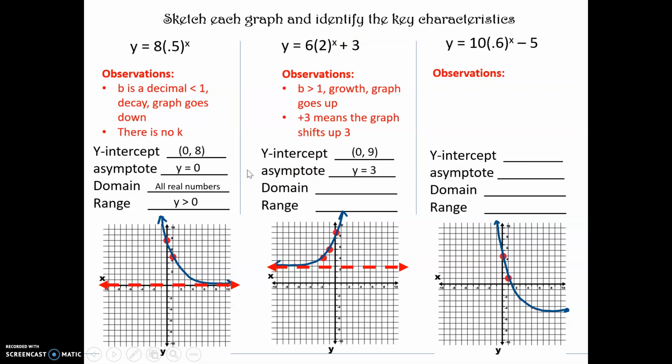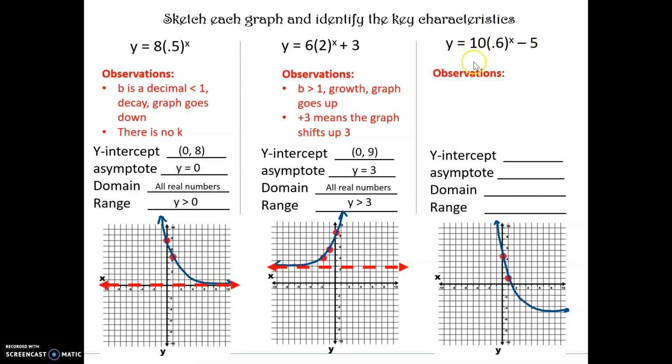The domain is all real numbers, and the range, well, now I'm going to take this equal sign and make it a greater than sign. The range is all the values above the asymptote that was drawn, okay? So y equals 3 was the asymptote, so the range is y is greater than 3. And our last example here. So I'm going to make my observations about this equation and the graph.